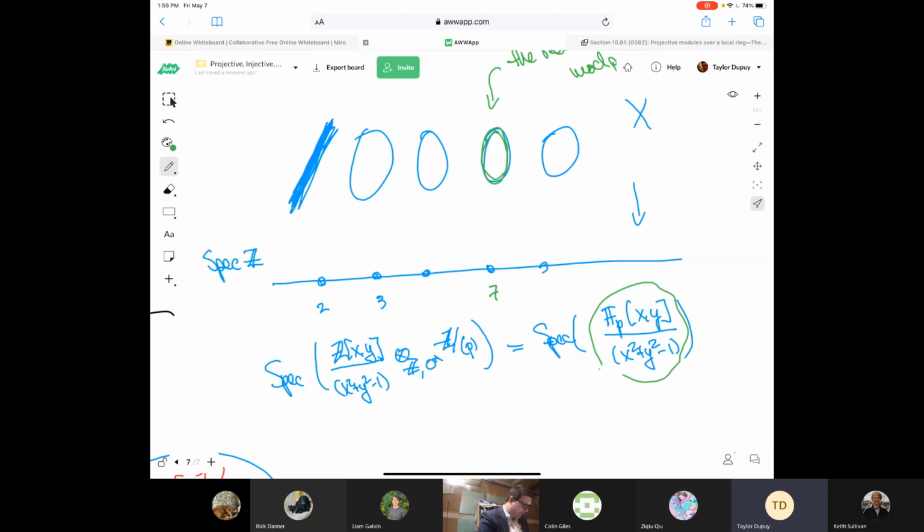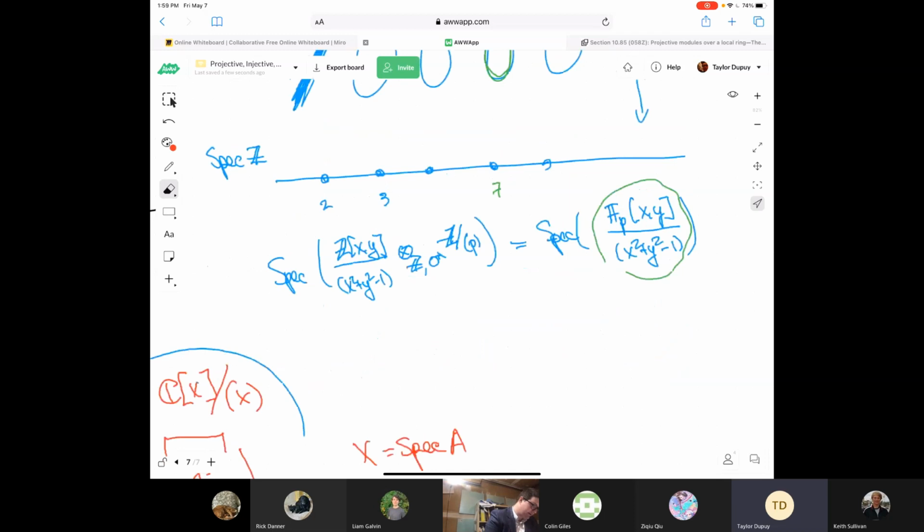Okay, so here's a question. Why did I draw this one? Why did I draw the 2 one all weird? The 2 one's all weird because of this. So F2. Let's just do the F2 case, and then I'll let you guys go.